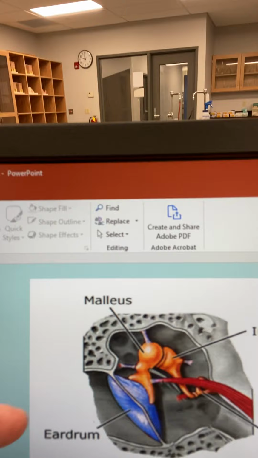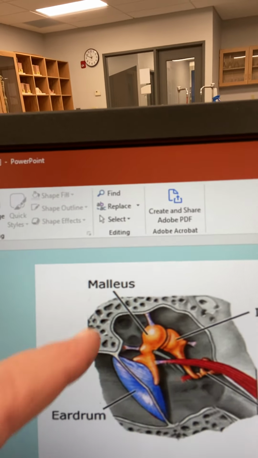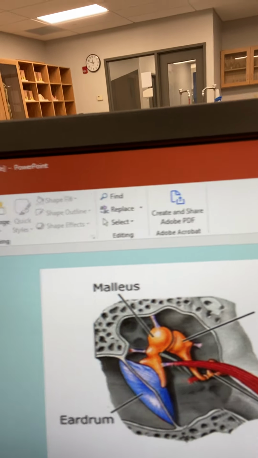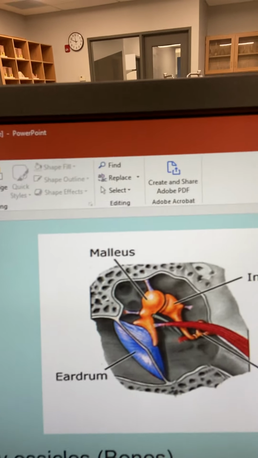Then we move to the middle ear. And I'm going to show you a picture of this. The middle ear is right here. So you see outer ear here, middle ear is here. And we said, what is it? It is an air-filled space. You get a cold and your ears are popping, right? So what's going on there?